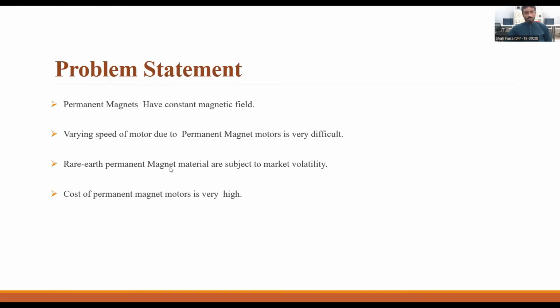Problem statement: permanent magnets have a constant field and we cannot vary that field. So varying the speed of a permanent magnet motor is very difficult. Rare earth permanent magnet materials are subject to market volatility, and the cost of a permanent magnet motor is very high.